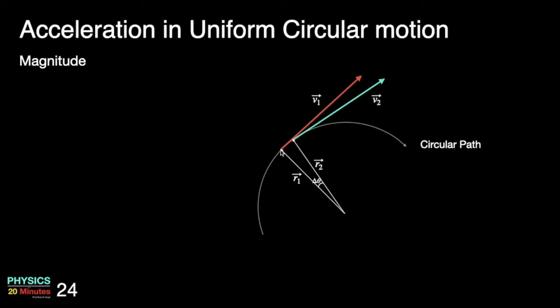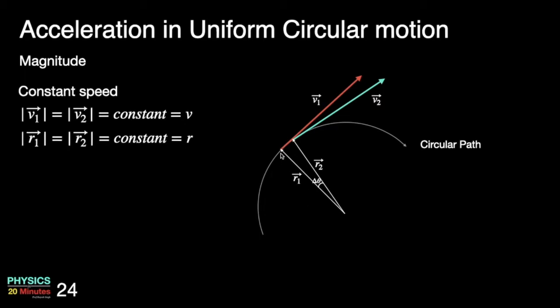As the particle moves from the first position to the second position, let the radius vector trace out an angle equal to delta theta. Since the particle is moving at a constant speed, the magnitude of vector v1 and magnitude of vector v2, that is the length of the red and green vectors, are going to be the same. Let that be equal to v. Similarly, the radius will remain constant. So although vector r1 and vector r2 are different vectors and point in different directions, their magnitude is constant. Let that magnitude be equal to r.